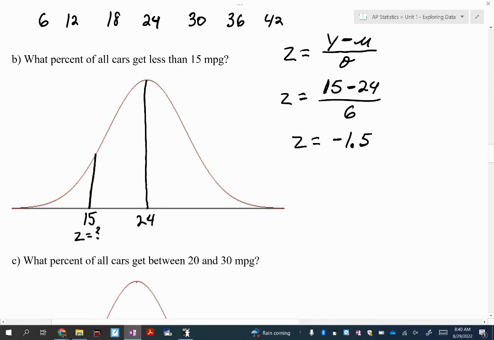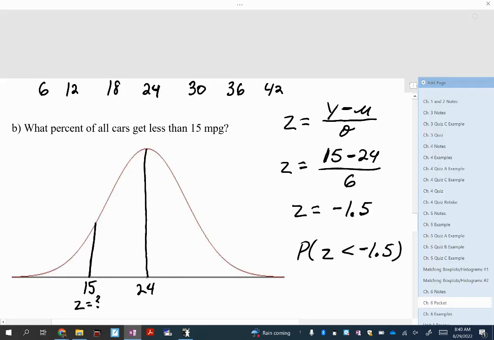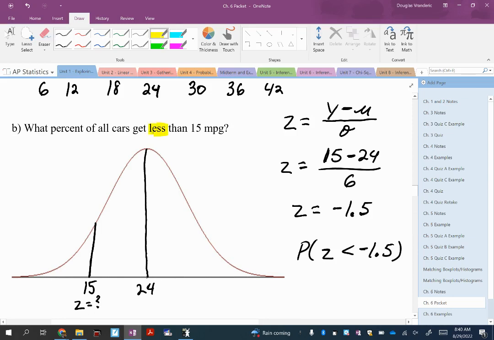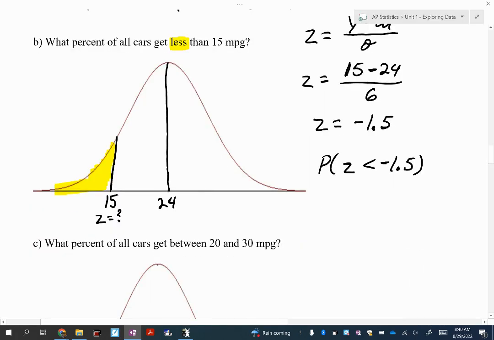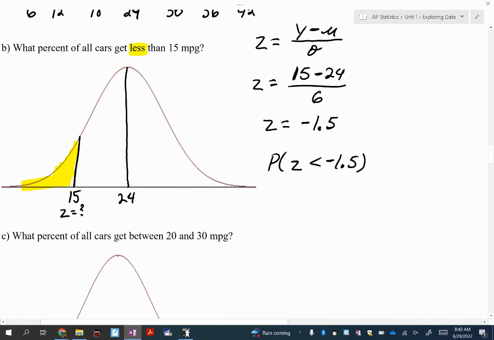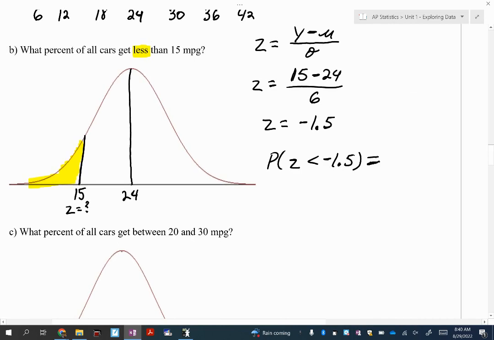Now, to find the likelihood that our z-score is less than negative 1.5, because if you notice, it says less than 15, so I'm going to be shading to the left here. So I'm trying to find this area that I highlighted in yellow. So we're going to tell the calculator, okay, if I've standardized my value, tell me how much of the area under the curve is shaded less than this particular z-score.